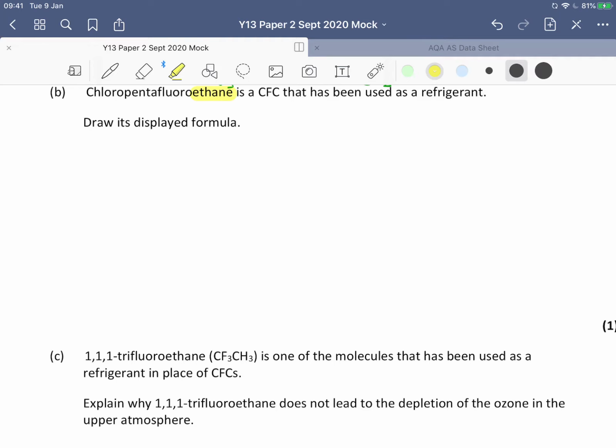The fact it's eth means that there are only 2 carbons, and it's ethane, so it's a single bond certainly between them. And then I'm going to look at chloro. It just says chloro, so there can only be 1 chlorine.